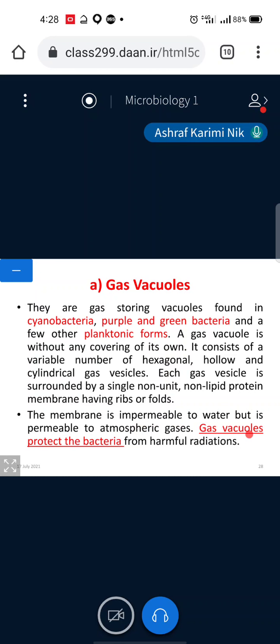Gas vacuoles protect the bacteria from harmful radiations. It's very interesting. Gas vacuole protects bacteria from radiations, for example UV radiation or gamma radiation.